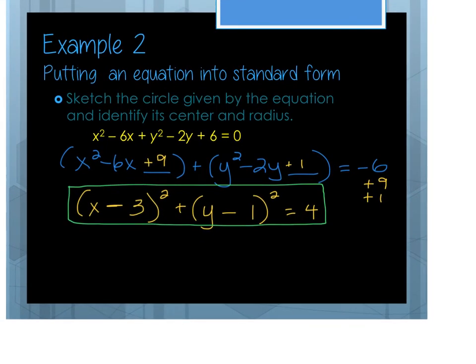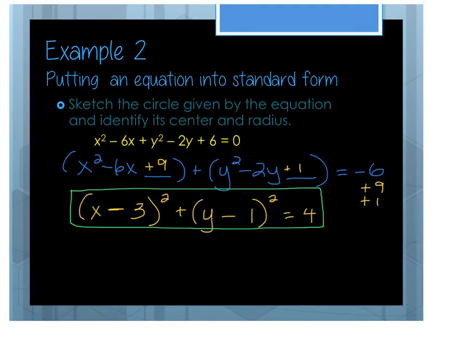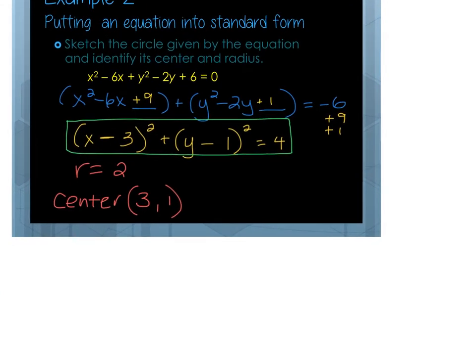Now from here, in order to graph this, I'd need to know what the radius and the center are. That's the easy part, right? What's the radius of this? Radius is 2 and center is 3, 1. So whether you're putting the center in or you're taking back out, it's always going to be the opposite sign. And then I need to graph it.